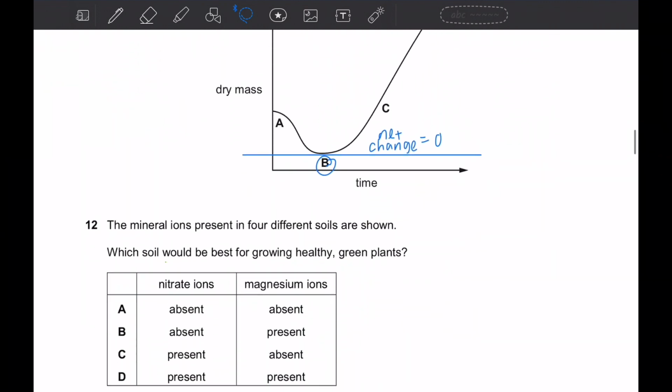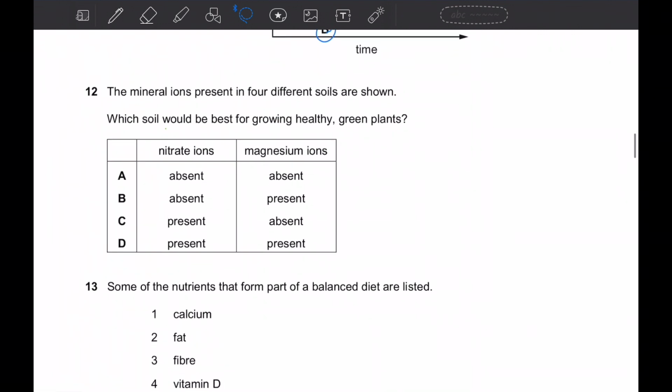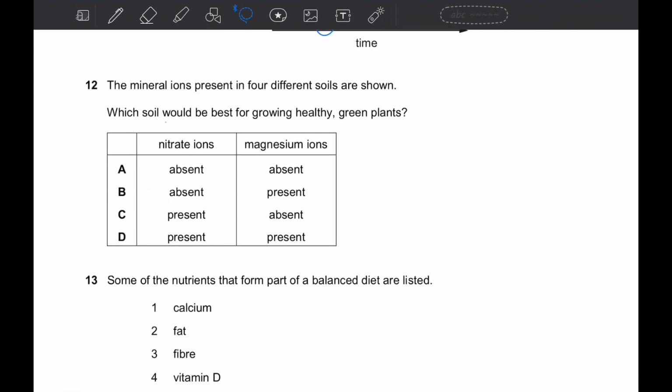Next question. The mineral ions present in 4 different soils are shown. Which soil would be best for growing healthy green plants? We would need the nitrate ions and we also need the magnesium ions. We need the nitrate ions to make amino acids, and we need magnesium for chlorophyll. So we do need both, so the answer would be D, present.